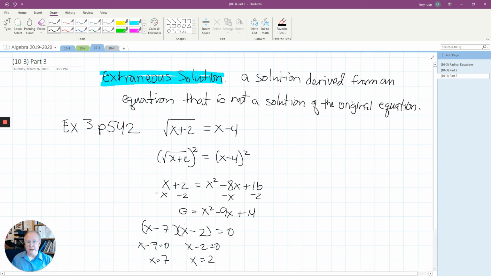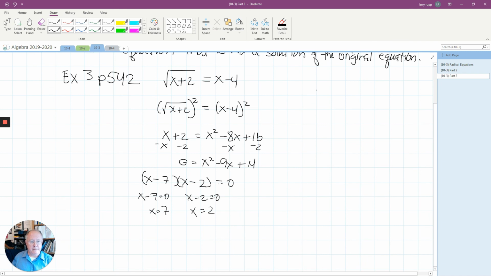Which one of those is the answer? Well, we're going to find out. Let's come up here and we're going to do our check. Okay, so we're going to do x is equal to 7 first. So we're going to say the square root of 7 plus 2 is equal to 7 minus 4. The square root of 7 plus 2 would be the square root of 9 is equal to 7 minus 4 is 3. So therefore we have 3 is equal to 3. That checks. That's a valid identity.